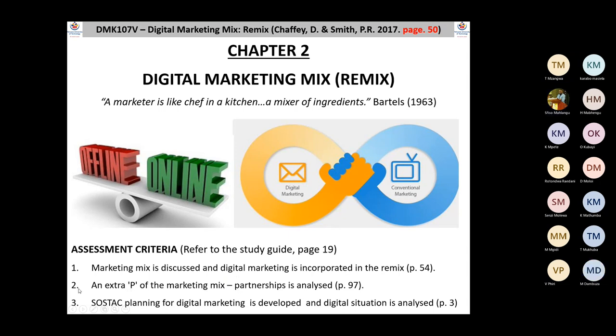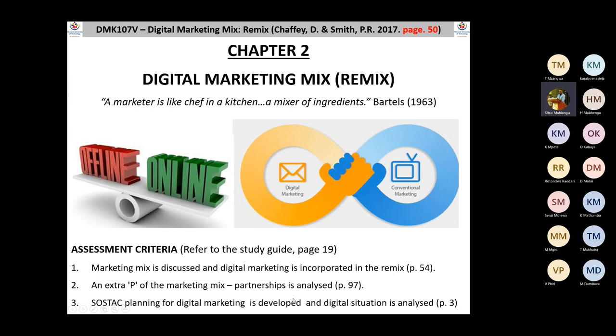Assessment criteria number 2: the extra P of the marketing mix, which is partnership, is analyzed. The marketing mix has 7 variables when you talk about services: product, price, place, promotion, people, physical evidence, as well as process. But in the marketing remix, we also analyze an extra P, which is partnership, hence we talk about 8 P's. And then the SOSTAC planning framework for digital marketing is developed and the situation is analyzed.